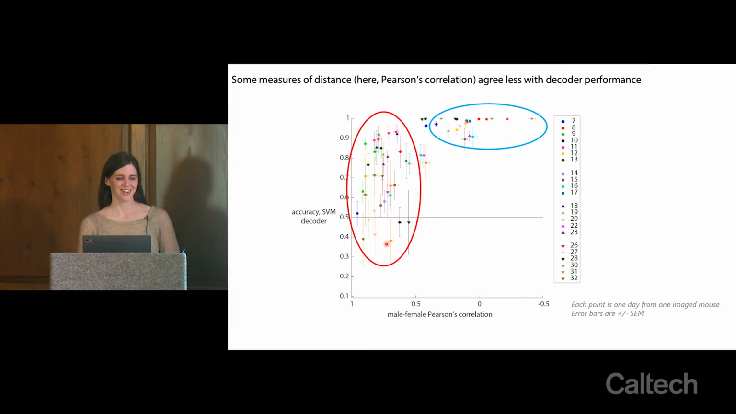That was kind of rushed. Are there any questions about that? You have a measure of distance in units of standard deviation versus Pearson's correlation, which is an angle between vectors.